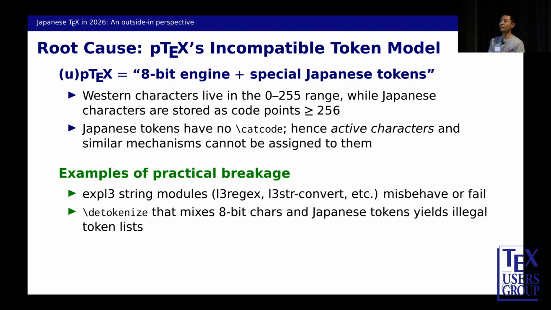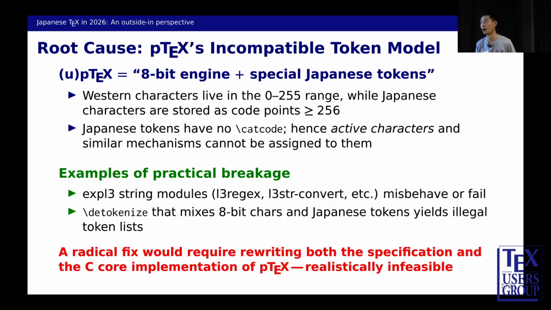And so for the practical breakage, if my understanding is correct, some of the expl3 string-related modules like l3regex and the l3str-convert module almost do not work for pTeX as intended. And also sometimes they fail to tokenize in the first place. That makes the 8-bit characters and Japanese tokens yield an illegal token list, which is already an engine-level problem, which cannot be fixed on the layer of LaTeX.